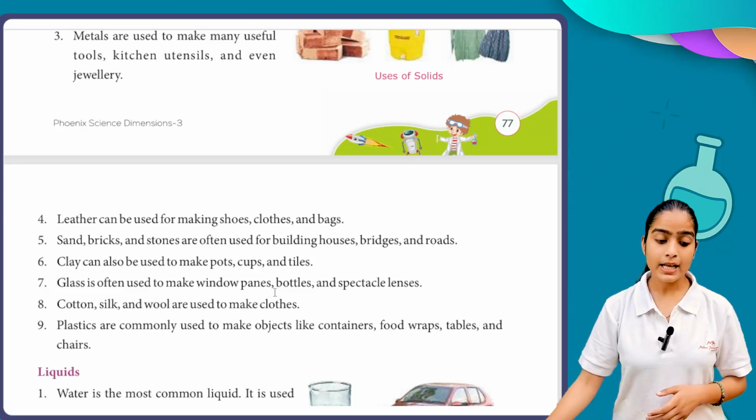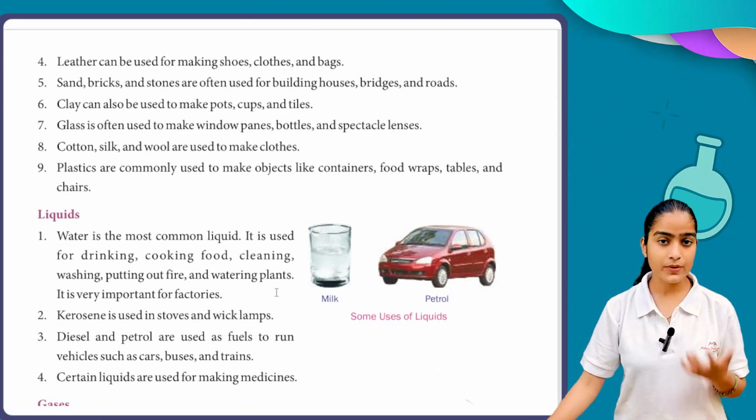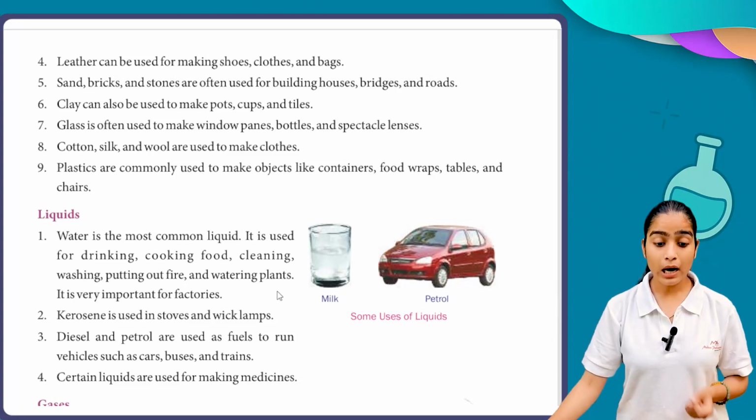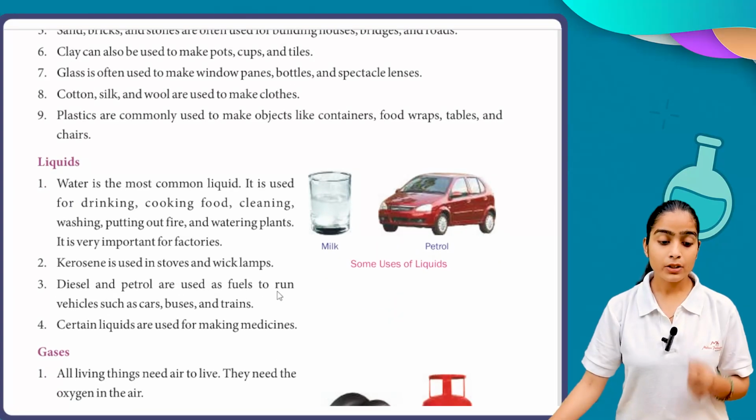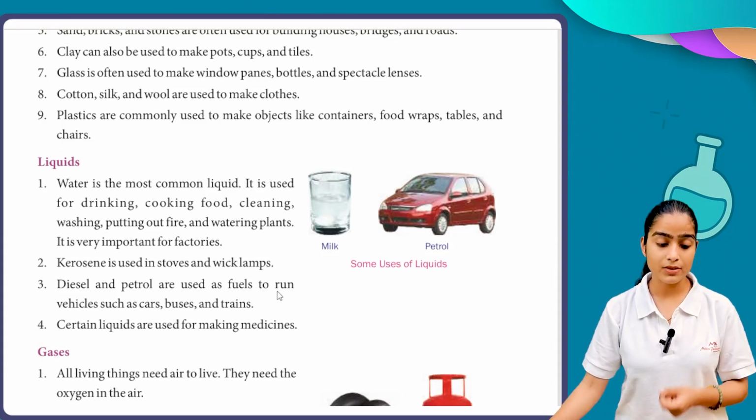Next we have liquids. In liquids we have water, and water plays a very important role in our life. Without water we cannot survive. Not only human beings, but animals, plants, and all other things also cannot survive without water. Kerosene, diesel, and petrol are also used as fuels to run vehicles such as cars, buses, and trains, and they are also a kind of liquid.